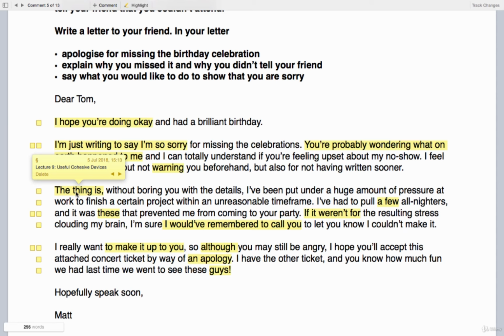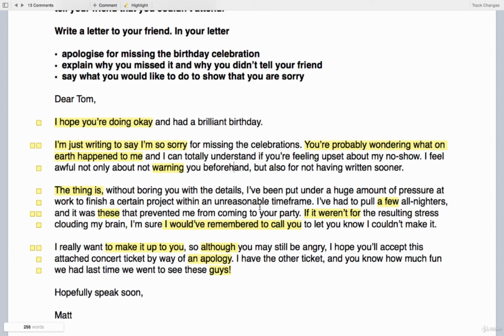And what we're doing here is we are introducing the paragraph in a way that kind of links with the previous paragraph. It also introduces a thought using a particular expression. So a cohesive device will link ideas together in a very natural way, and you can learn about those in lecture 9. Again, you can see this informal language without boring you. I've been put under a huge amount of pressure. Okay, let's move on to the next sentence.